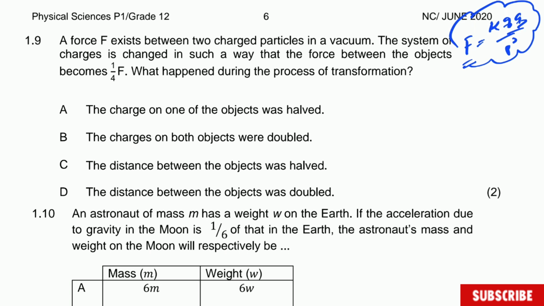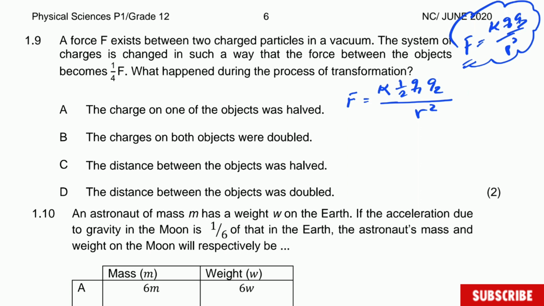So for instance, let's try A. For A, you have to say F is going to be equal to K, but now the charge on one of the objects is half. So it's half Q1. Q2 stays the same, and the distance stays the same. Then all you have to do is solve this and see what change that will produce to the force.